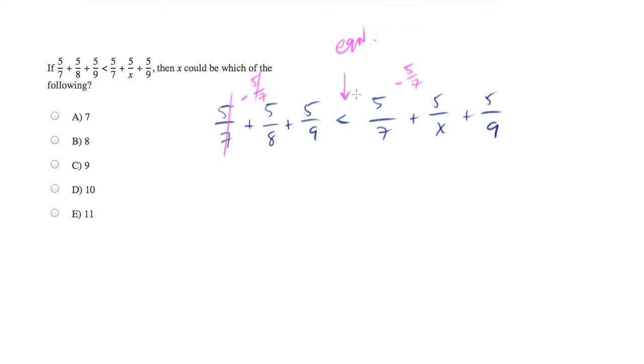And you'll notice, boom, that cancels out two of our terms right off the bat. We can also subtract 5/9 from both sides. And boom, there's another 2 gone. And we end up with something a lot more manageable: 5/8 is less than 5 over x.